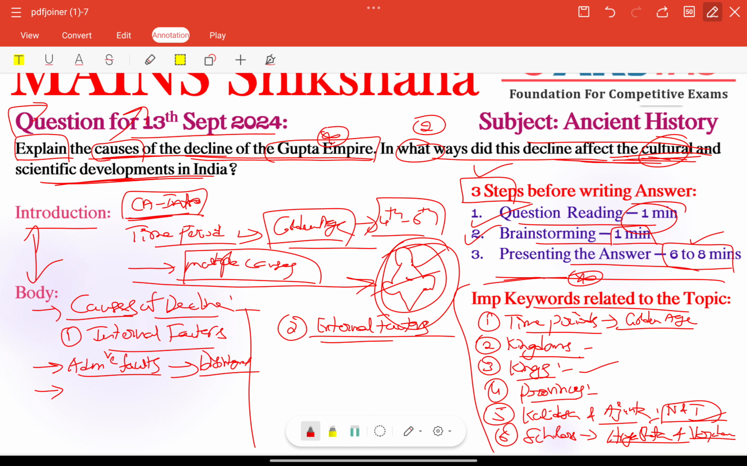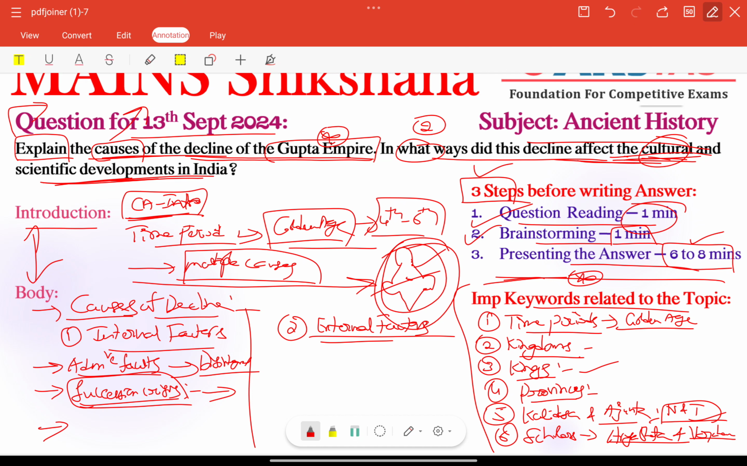The next important thing is the succession crisis. The succession crisis is also one more important cause, right? Here, after the death of Kumara Gupta I, the Gupta Empire faced frequent succession disputes. We need to connect this particular sentence here. These disputes led to internal strife and weakened the empire's stability, right? So the succession crisis weakened central control and led to fragmentation also. That needs to be written here.